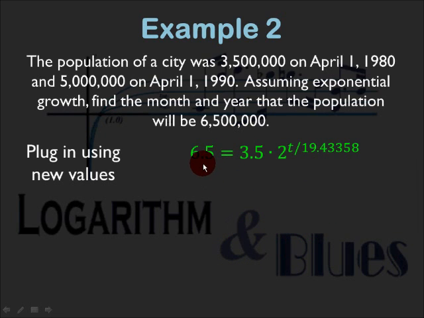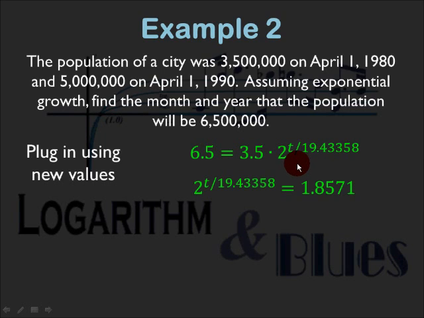Now our final population is 6.5 million. Our original population was still 3.5 million. But now we are going to solve for T. We know the time it takes to double. It's the amount we got after solving the equation first, 19.43. So now you have to solve for t. And this is very similar now to what we just did.